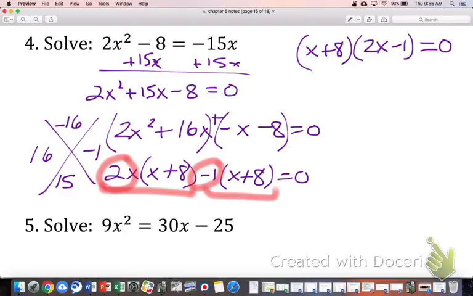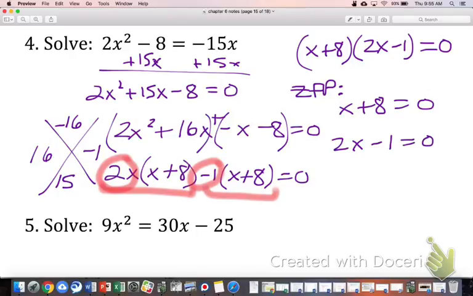Now, if we're supposed to solve, we haven't solved anything yet, right? Because it's supposed to be x equals this and x equals that. And so I need to use the zero factor property to set each factor equal to 0. So here is that ZFP. It would be x plus 8 is equal to 0. That's the first factor. And the second factor set equal to 0 is right here. So I would end up with x is equal to negative 8 when I subtract.